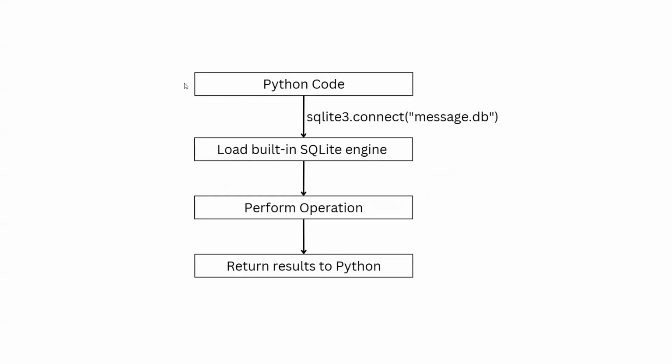Now, let's try to understand the whole process. When you write connection equal to sqlite3.connect(message.db), Python loads the built-in SQLite engine and checks whether the message.db file exists or not. If the file exists, it opens the file for us. If the file doesn't exist, it creates the file. Now, the message.db file contains tables, rows, indexes, schema, and data. In the perform operation step, it will perform read-write operations and store data directly in the file. Finally, it returns the response back to Python.